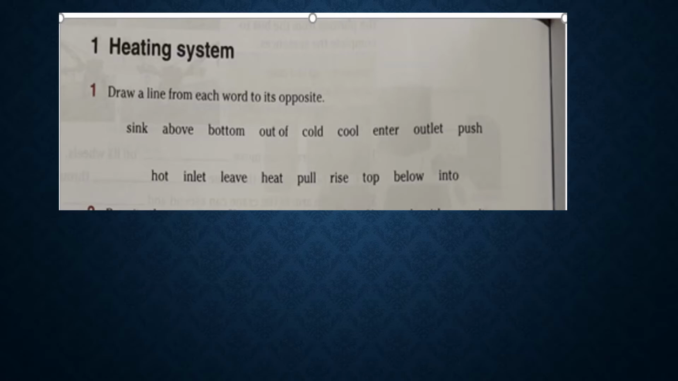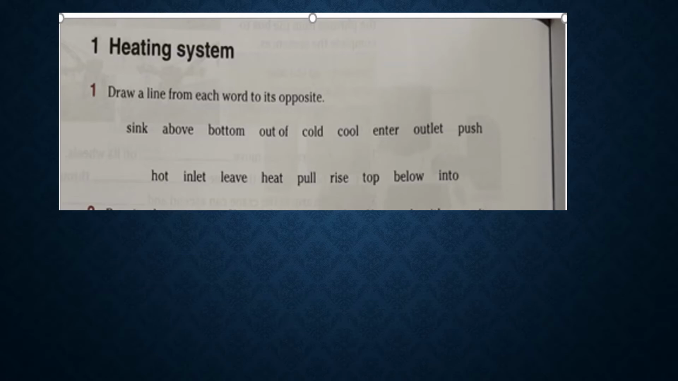We have 9 words: sink, above, bottom, out of, cold, cool, enter, outlet, and push. And this is one group. The other group is the opposite of the first group. The words are hot, inlet, leave, heat, pull, rise, top, below, and into. I'll ask you please to pause the video for about 3 minutes. Try to match each word with its opposite, then come back to check the answers.